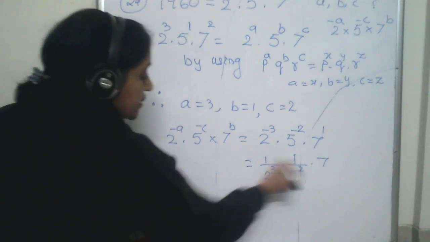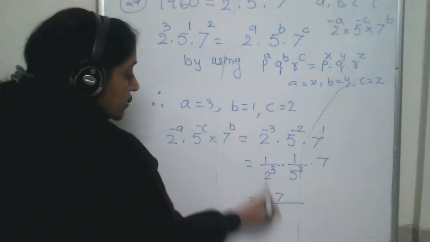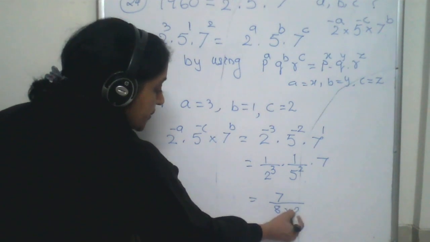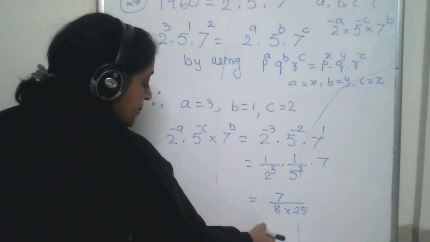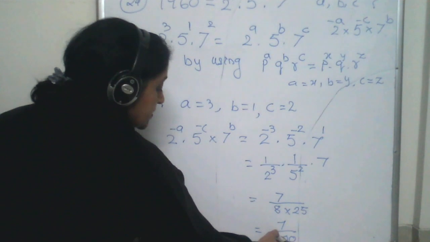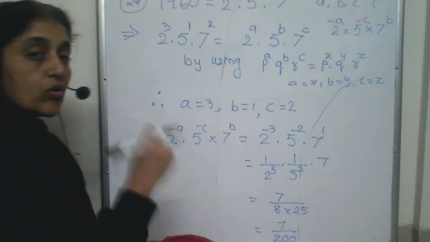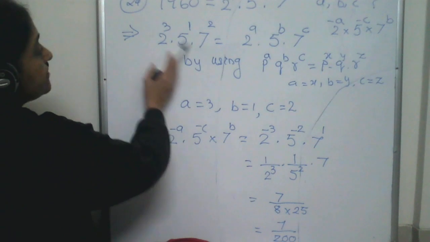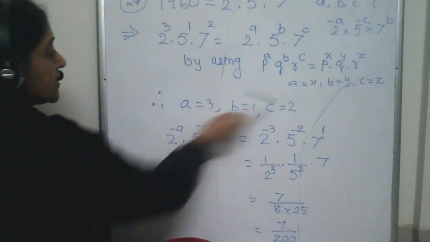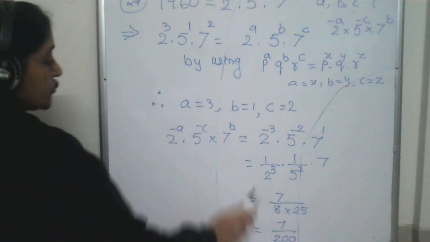Now look here, in the numerator nothing is left, only 7. 7 into 1 is 7. Now 2 to the power 3 is 8, 5 to the power 2 is 25. 25 8s are 200. So 7 upon 200 is your answer. You have to read the question completely so that you can answer all the sub questions. Sometimes we have an assumption in our mind that only the powers are asked. Once we reach here we leave it, but this is remaining to find. You have to finish this also.